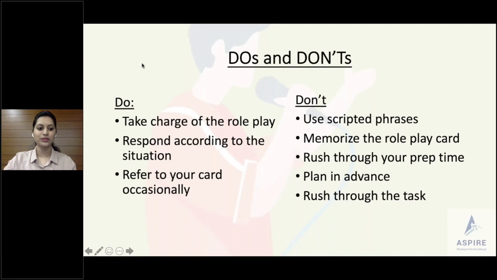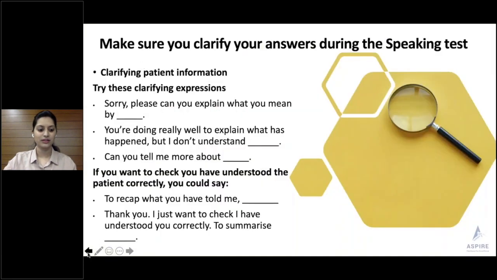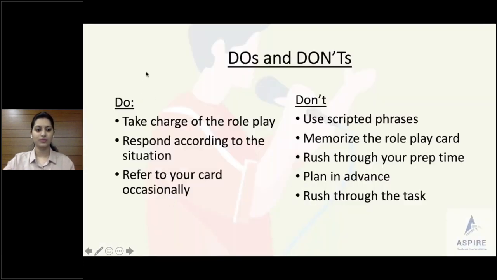Now let's look at a few do's and don'ts. All right. So what should you do? Take charge of the role play.